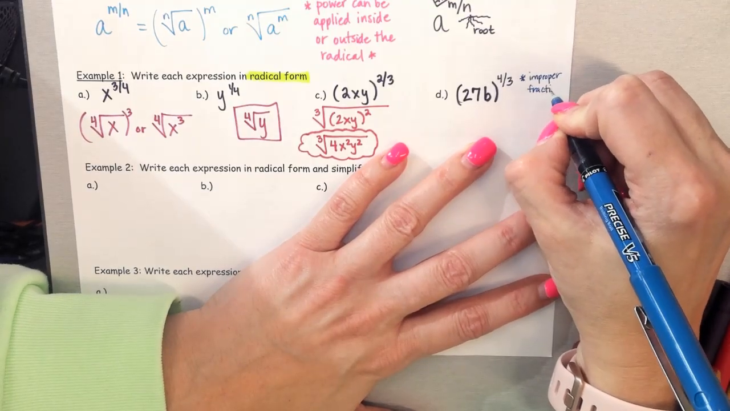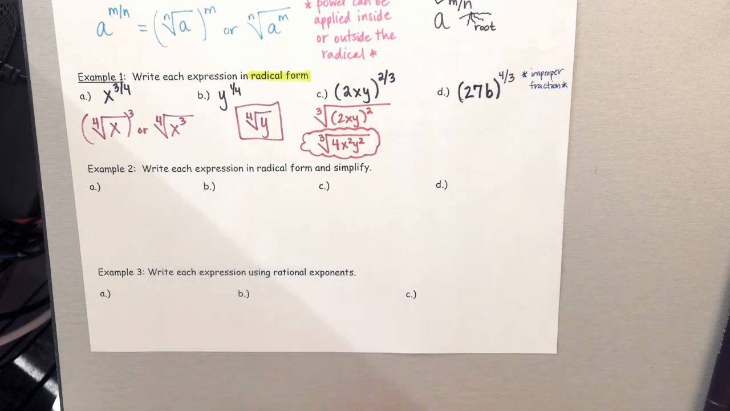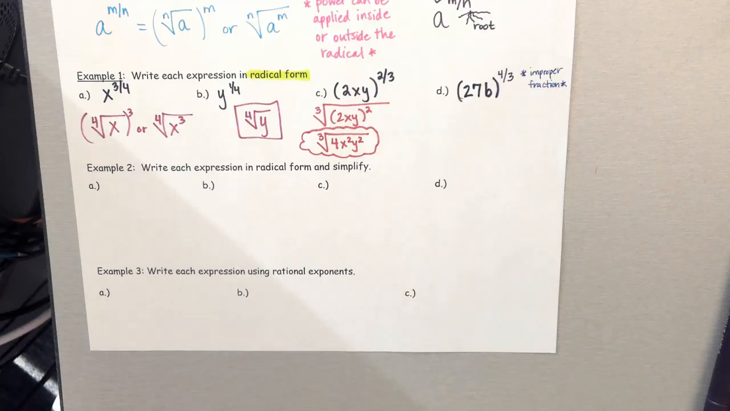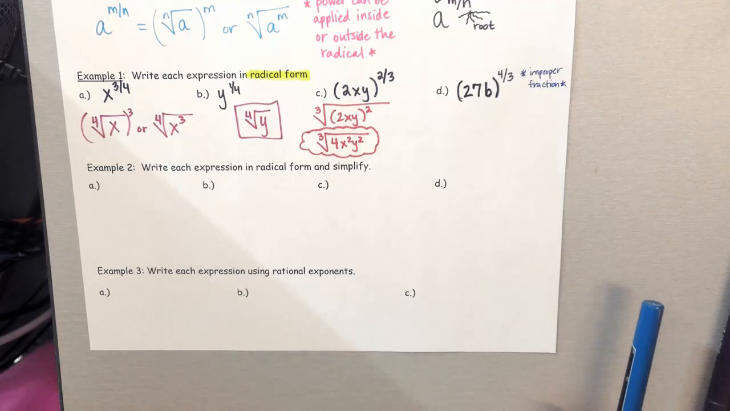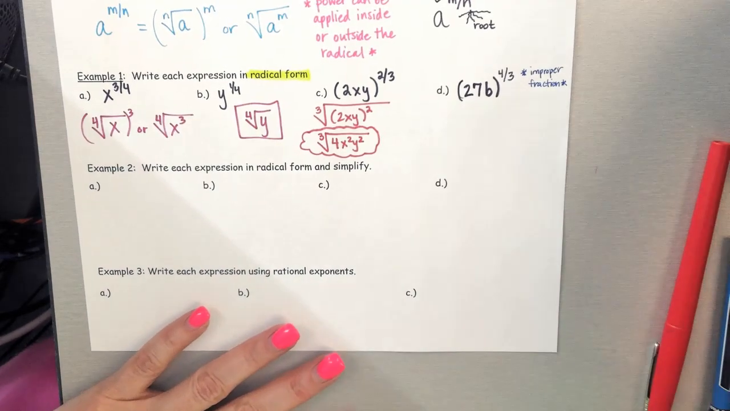The name implies that it's not right. But improper fractions are okay here. It's just that if you have an improper fraction, that means your value is greater than 1. You're going to be able to simplify your radical. So this one we're going to tackle a little bit differently because of that.